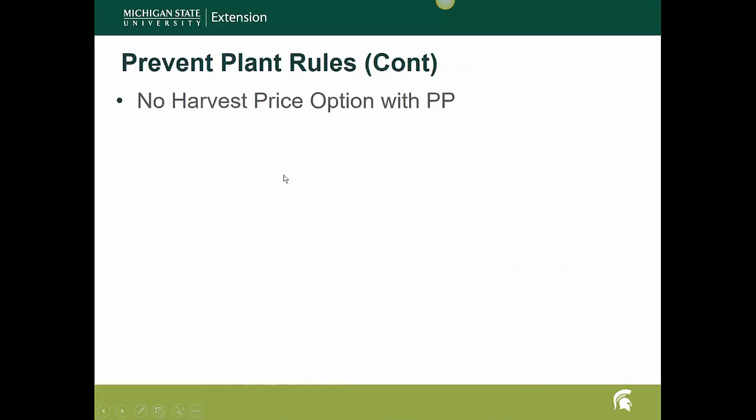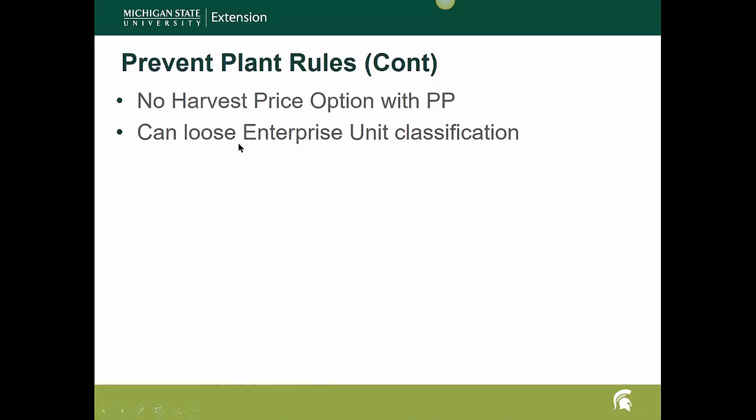Some rules: no harvest option with prevent plant. In other words, the $4 on corn and the $9.54 on soys will be the price that's used for prevent plant. So you don't get that kick up at the end of the year if we have higher prices, which it looks like we might have right now. You can also lose your enterprise unit classification. That's a big deal to a lot of farmers.